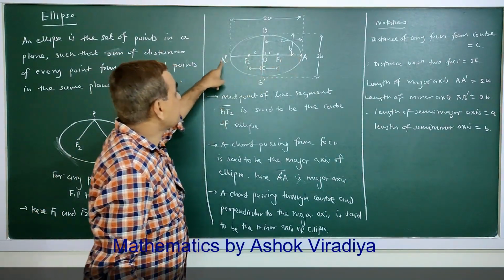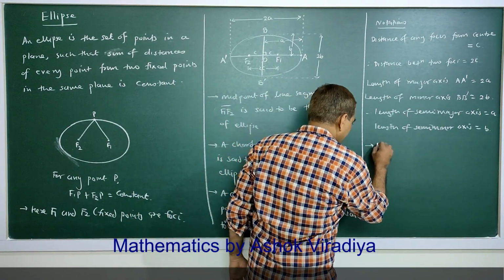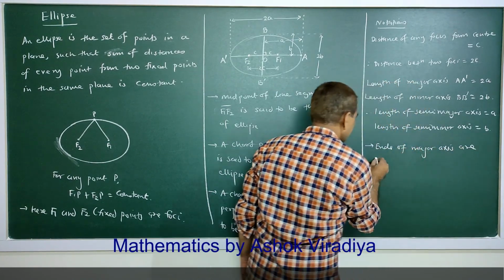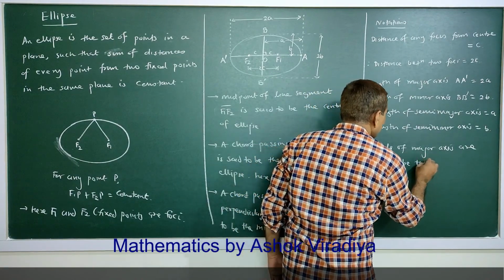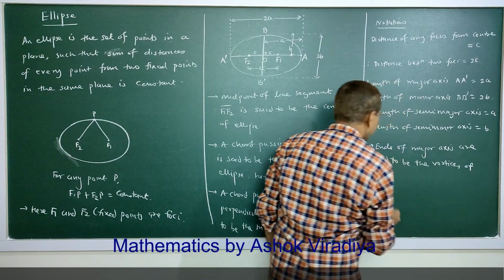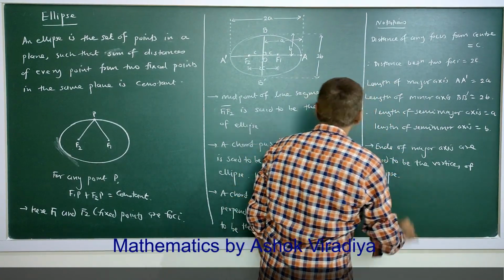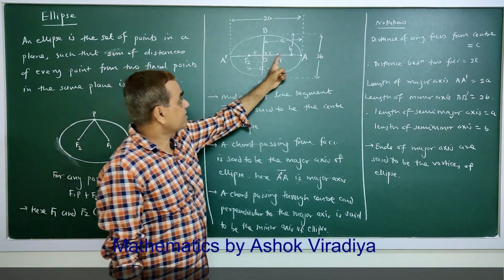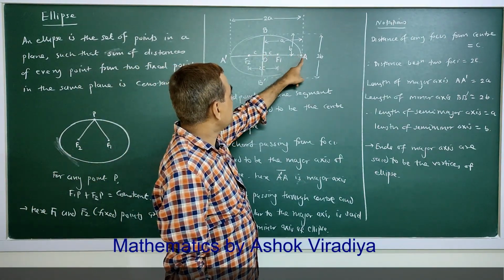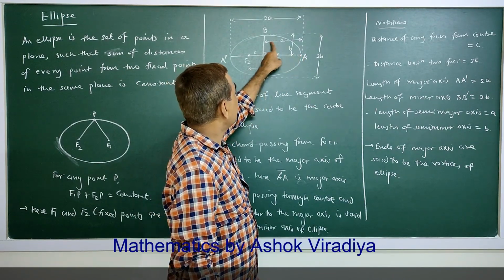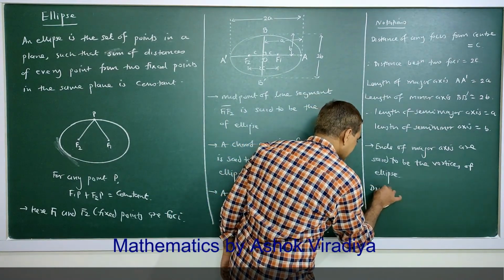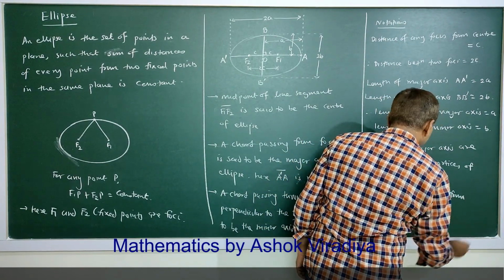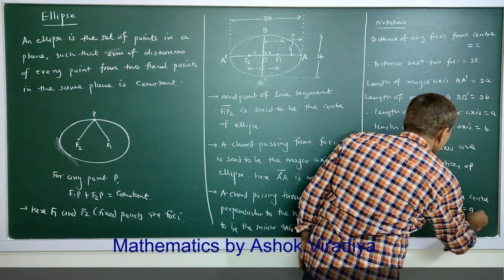Here the ends of major axis are said to be the vertices of this ellipse. Here A and A dash are vertices. So here it is clear that the distance of any vertex from center is a.